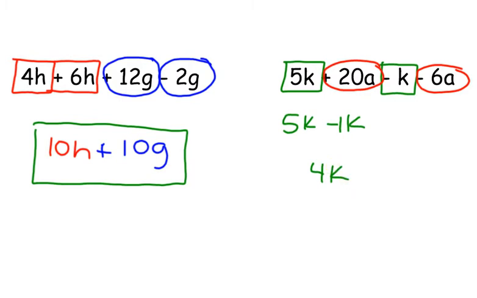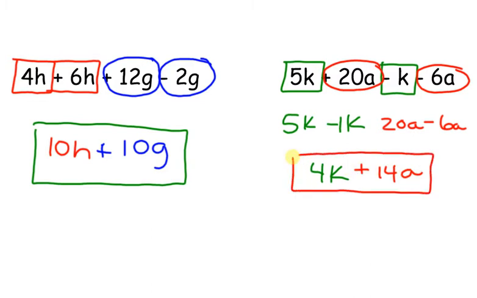Okay, now let me take care of my a's. 20a, here's a minus again, minus 6a. What is 20 minus 6? It is positive 14. And then I put my a back in there. And this right here is my final answer. I cannot go any further because k cannot combine with a.